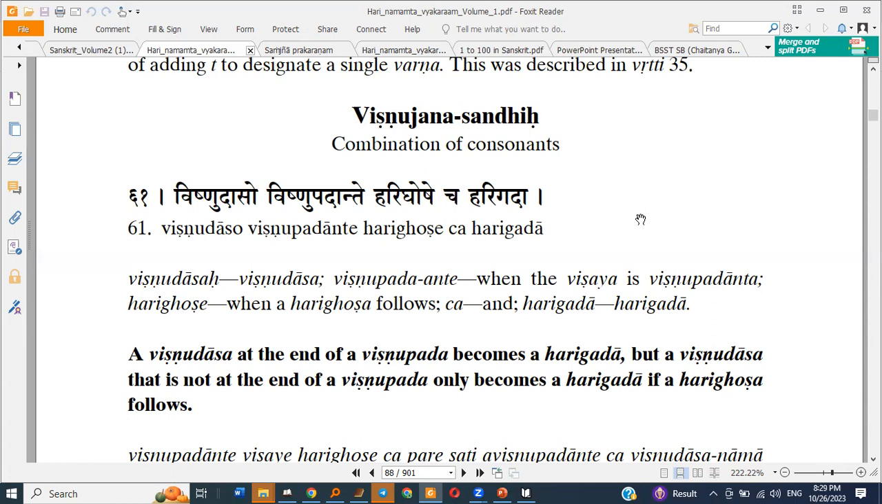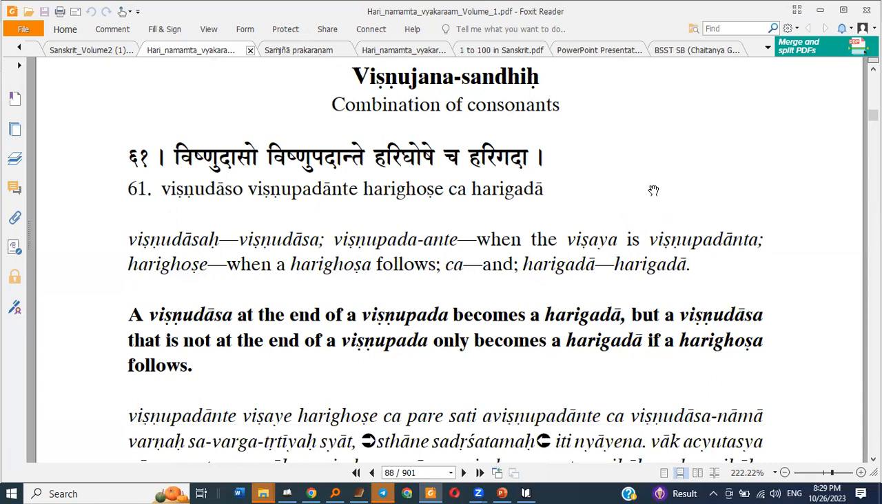Moving ahead with the Vishnu Jana Sandhi, which is the second kind of Sandhi. In the previous section, we were dealing with the Sarveshwaras. Here, we'll deal with the Vishnu Janas. The very first sutra here says, Vishnu Dasu, Vishnu Padante, Hari Ghoshe, Cha, Hari Gada. A Vishnu Dasa, what is a Vishnu Dasa?